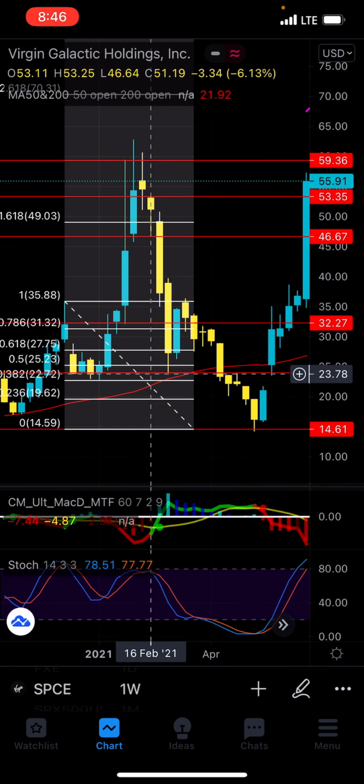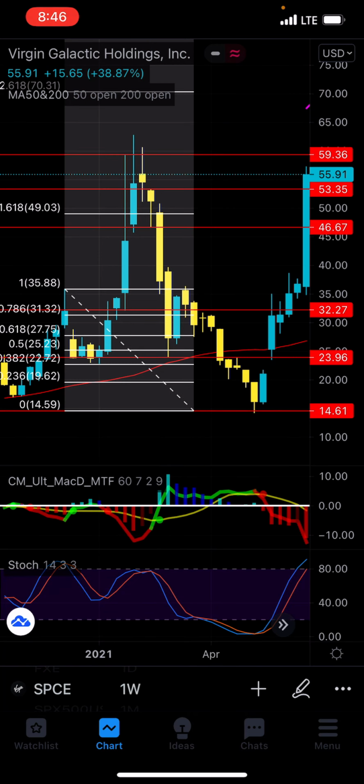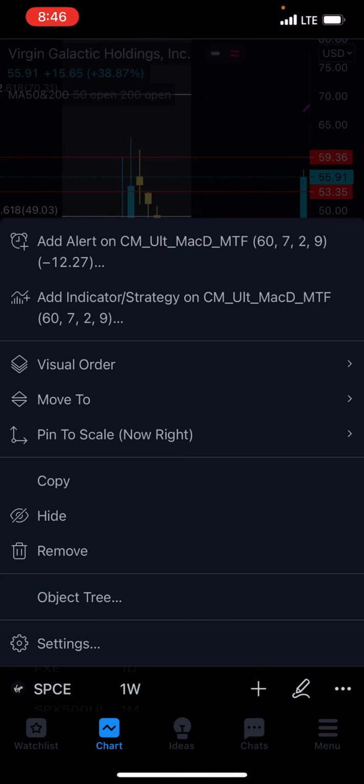So it breaks, damn it. I hate when this happens. Why do I, Jesus, I wish I could lock that. Can I lock it? High, remove, no, I can't lock it.